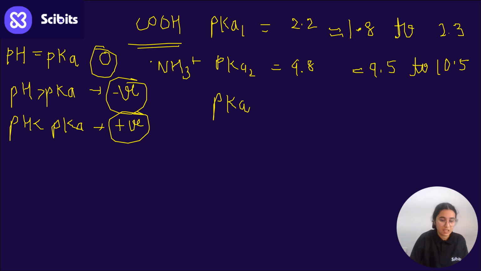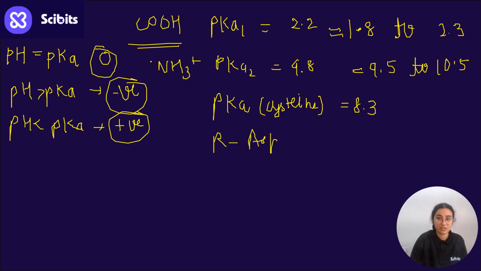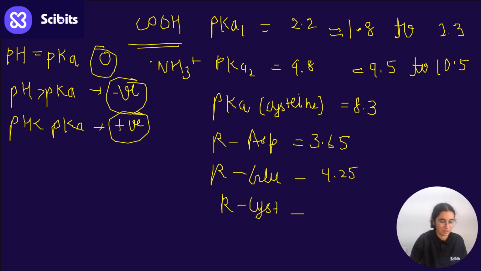For the pKa value of the SH group of cysteine, it is 8.3. For the asparagine R group, it's 3.65. For... I'll just write it down quickly.